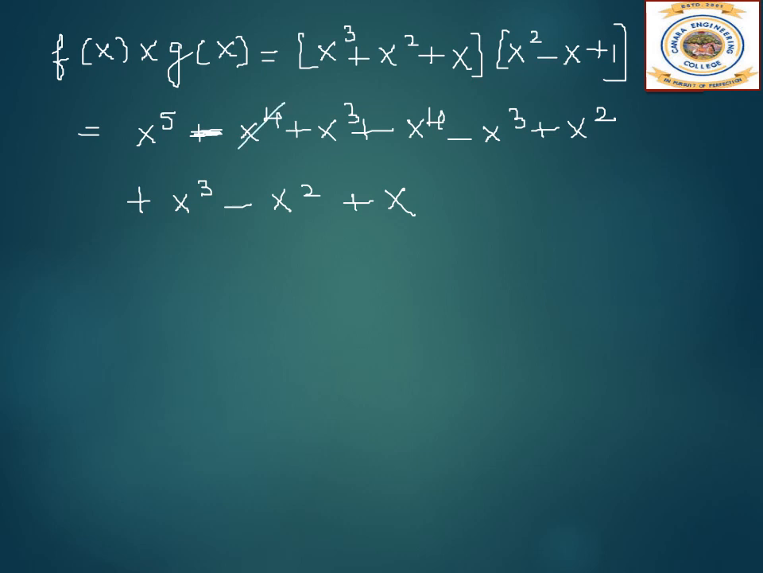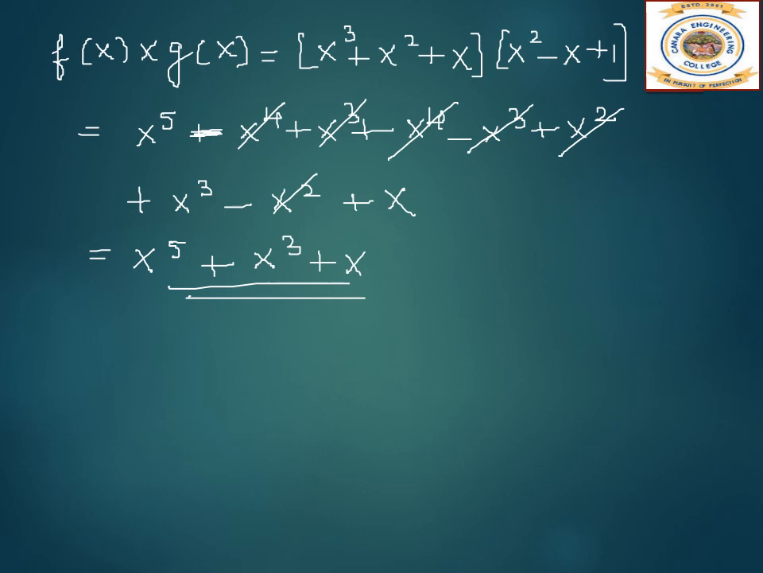So x to the power 4 and x to the power 4 get cancelled, x cube and x cube get cancelled, x square and x square get cancelled. Again I'll remind you, this is a simple polynomial arithmetic calculation. We are not using any field because it is clearly mentioned in the question that it is a set of integers. So x to the power 5 plus x cube plus x. This is the answer.